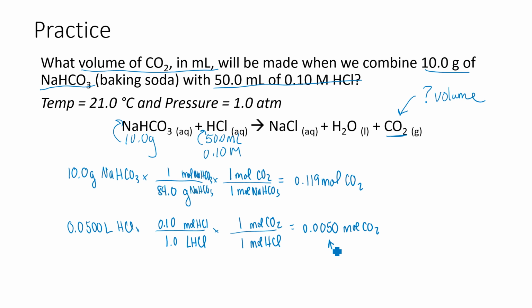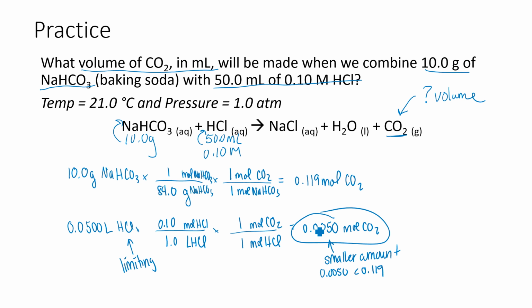So this one is the smaller amount of product, right? 0.005 is smaller than 0.119. That means that HCl is our limiting reactant, and this is how many moles of CO2 I'm going to make. This is how much product I will get, because once we made the 0.005 moles of CO2, you will run out of your acid, so the reaction is going to stop. There you go. And the question asks me what the volume of this is.